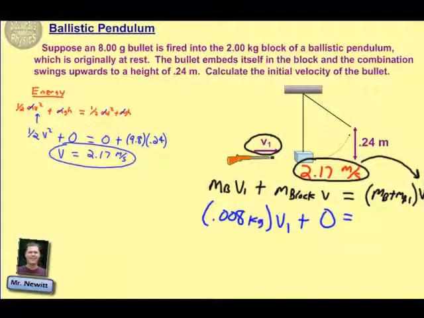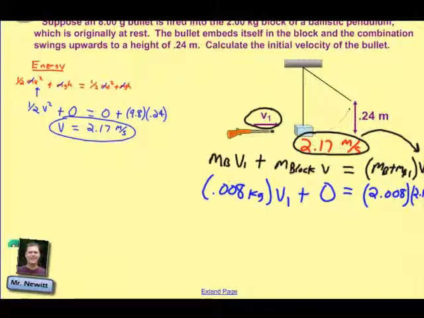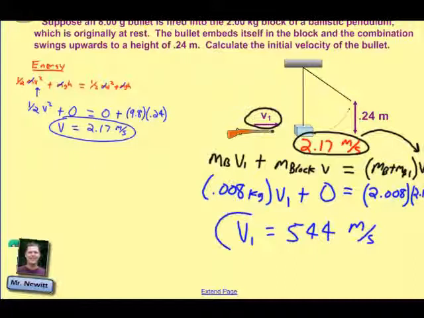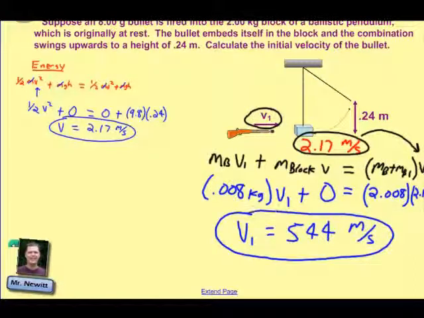That's going to equal the mass of the block and the bullet together, so that's going to be 2.008 kilograms times that velocity of 2.17. Working this out, I will be able to solve for the velocity of that bullet, and to calculate that out, I'll end up getting a velocity for that bullet of 544 meters per second.